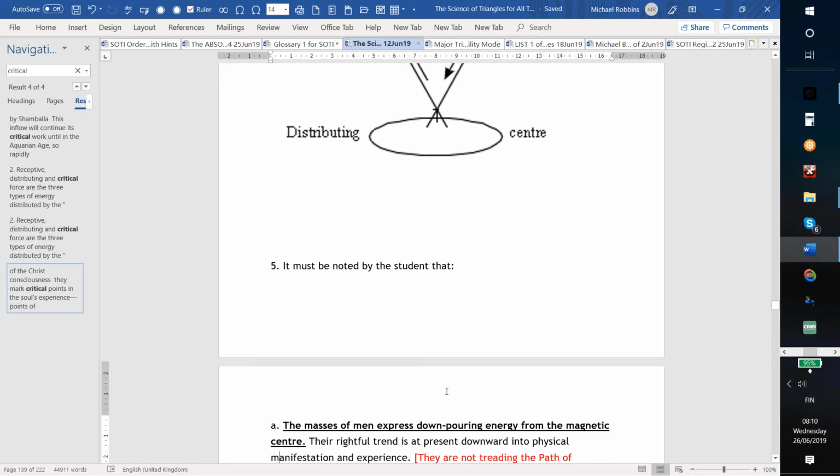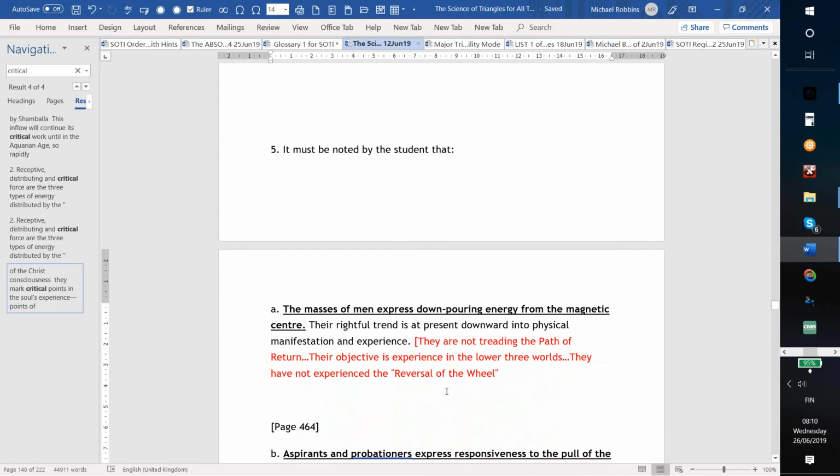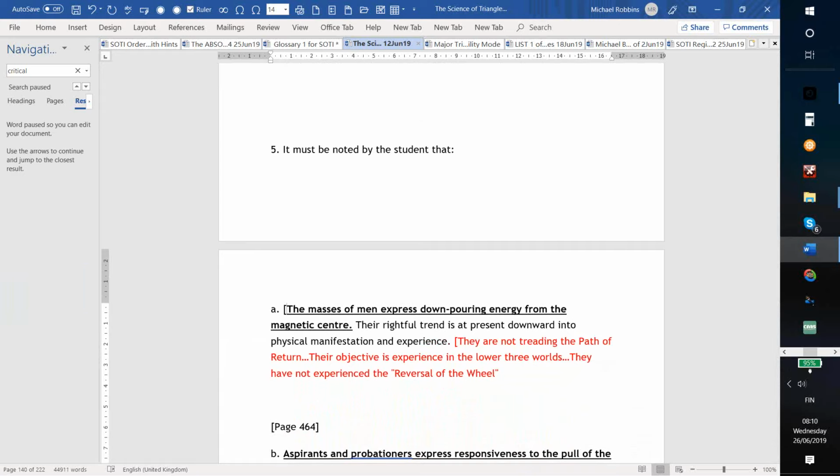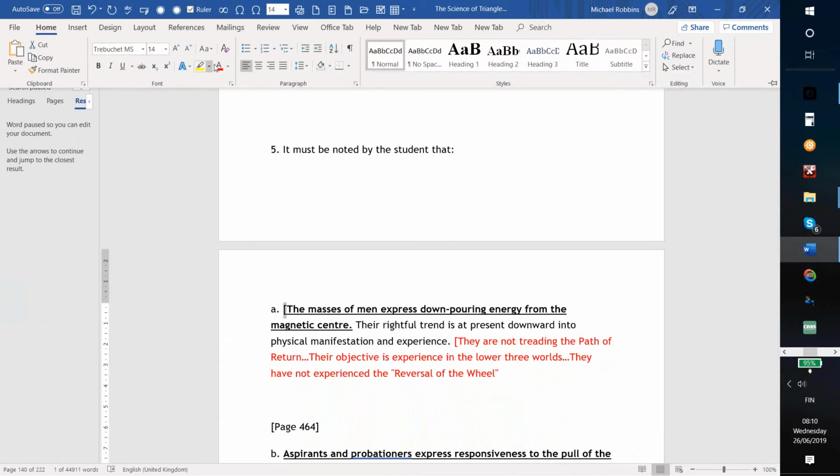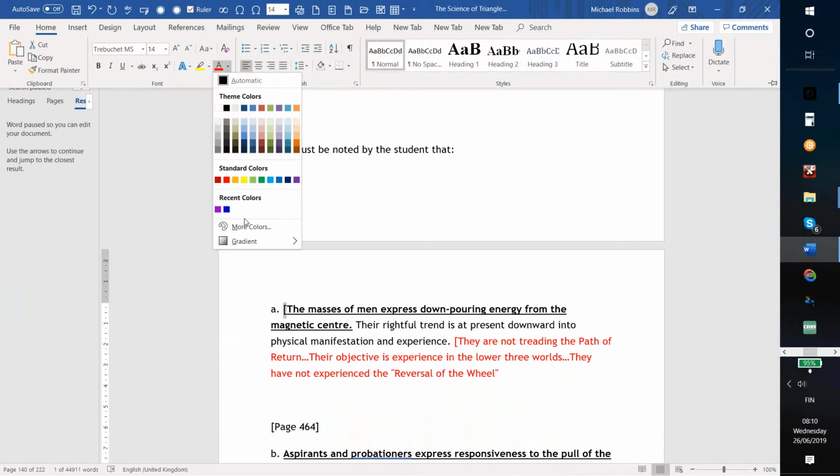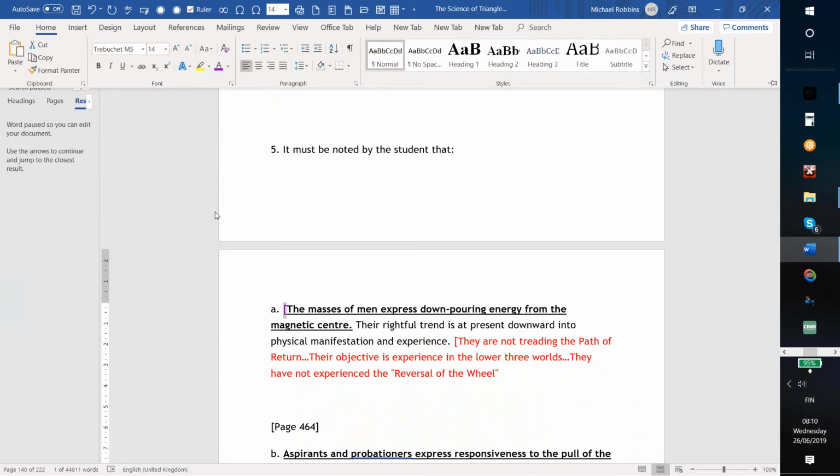Let's go on here. It must be noted. Now, some of this I may have read, I don't know, but as I say, it probably doesn't hurt. And I'm going to make it in whatever color, so if I need to write something in, I can do so. Okay.